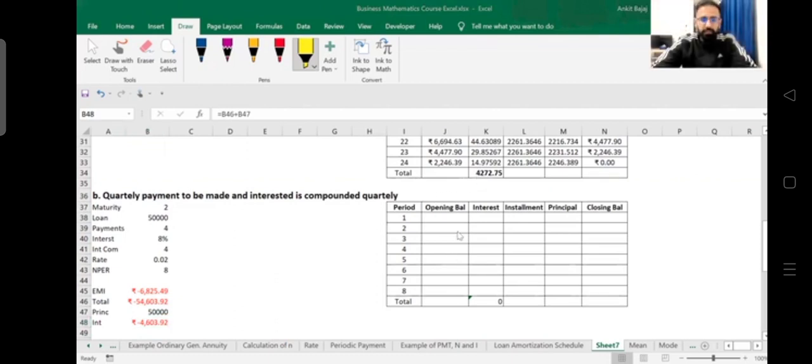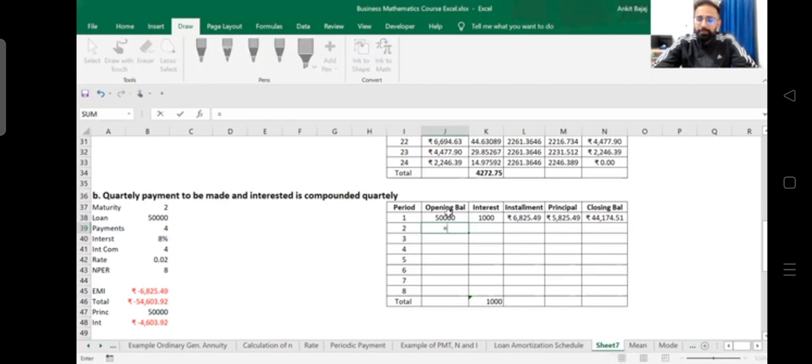Further, see what the opening balance of the liability is. The opening balance of liability is 50,000. Now I will get the interest: the interest is 2% here, so the opening balance into the quarterly interest of 2%, and I will freeze this value so it goes automatically every time. Now the installment amount we have calculated here. I will start with minus so it becomes a positive figure. Then the principal amount is going to be installment minus interest amount. Now the closing balance is the opening balance minus the principal amount.